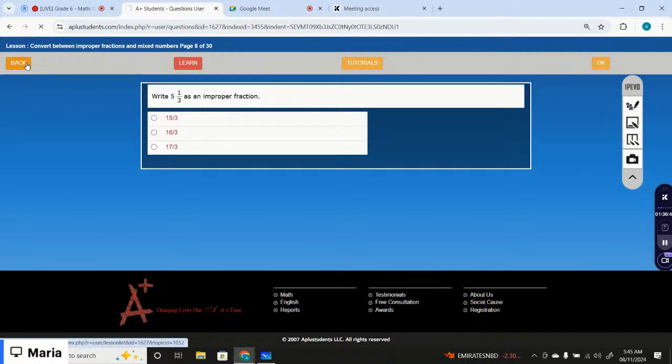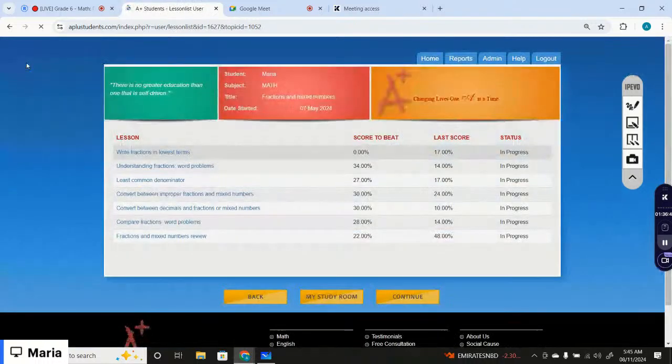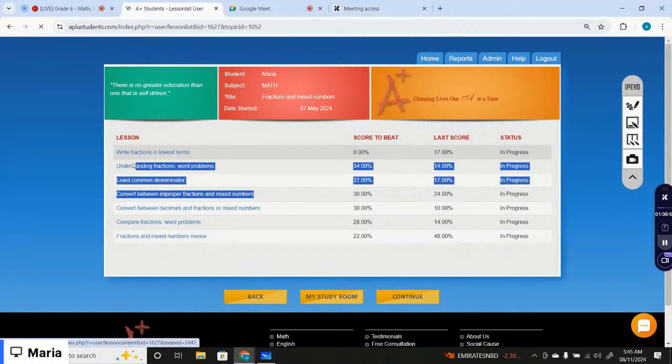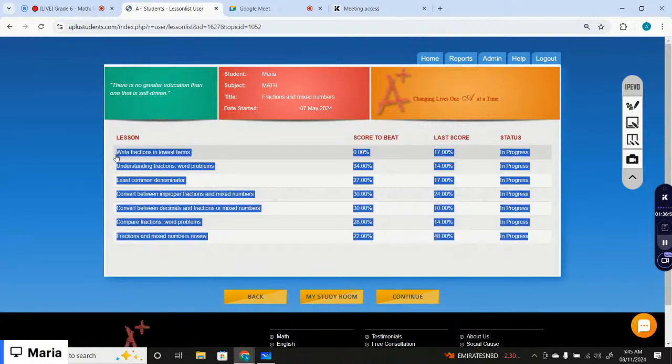So, we were working on grade 6 math. The chapter we were working on is fractions and mixed numbers. The lessons we have covered today are write fractions in lowest terms, understanding fractions, word problems, least common denominator, and convert between improper fractions and mixed numbers. So please make sure before the next session you complete all the practice questions for the lessons we just did. That is your homework until next session.